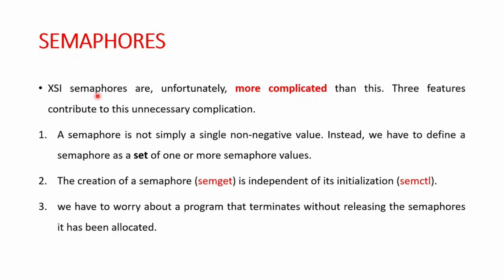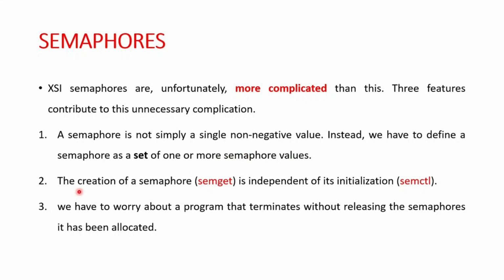The implementation of semaphore with respect to the System V IPC mechanism is much more complex than what I said about semaphore in the previous slide. There are 3 features that contribute to this unnecessary complication. The first one: a semaphore, as we know, is supposed to be a single non-negative value, but that is not the case. Instead, we have to define a semaphore as a set of one or more semaphore values. This is one of the complications in the implementation of semaphore.